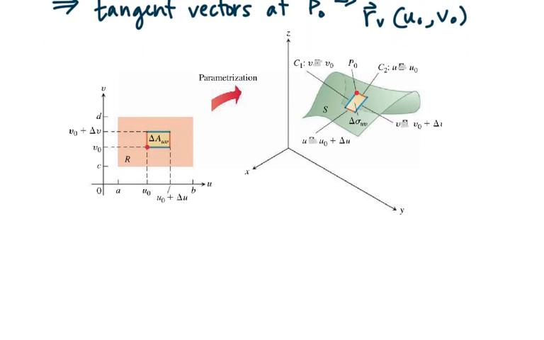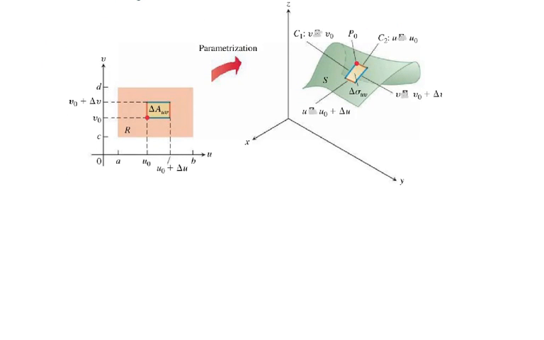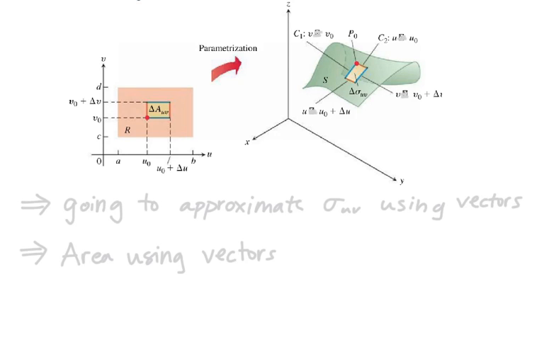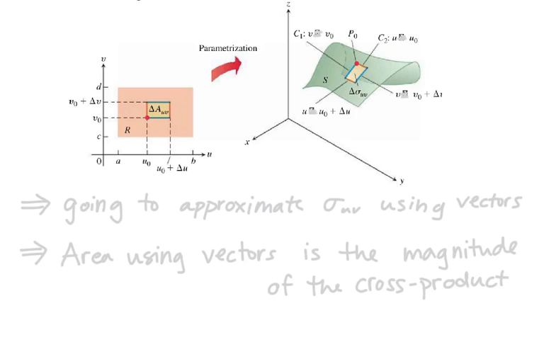The goal of what we're going to do here is we're going to approximate sigma sub UV using vectors. And that means we're approximating an area, and area using vectors is the magnitude of the cross product. Okay, so again, we're going to approximate this sigma surface area using vectors, and in order to do that, we'll be finding the magnitude of the cross product of these vectors. So let's kind of derive this.